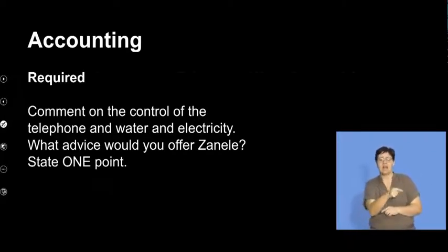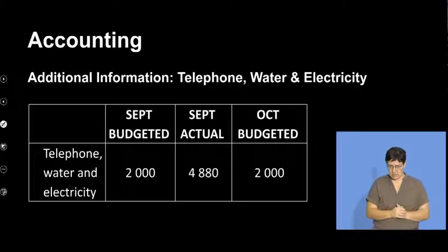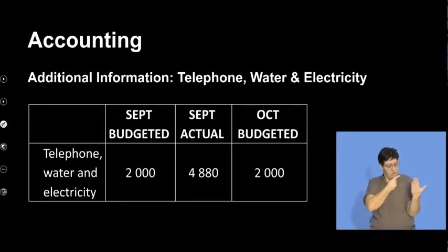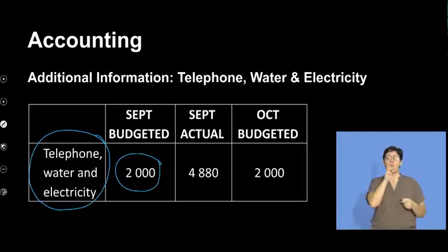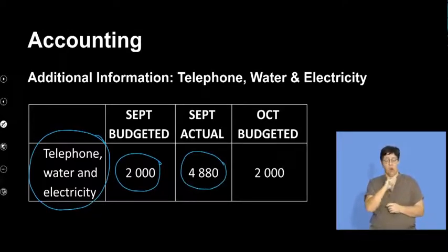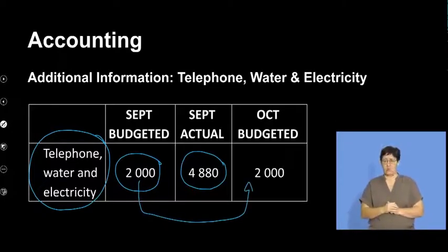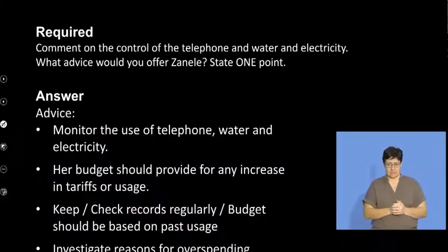State 1 point. Okay, firstly, look at the information that we are analyzing. We're looking at telephone, water and electricity, so that's the component. We budgeted 2,000 Rand, we actually spent 4,880. That's your October budgeted figure, as you can see, the same as your September one. Now, how will we respond to something like this?